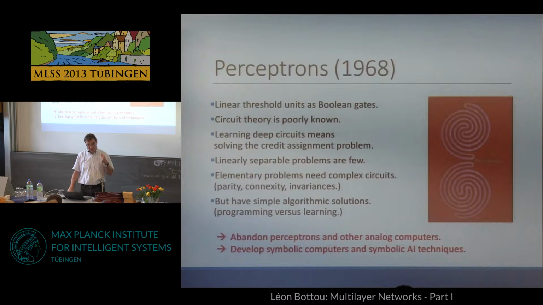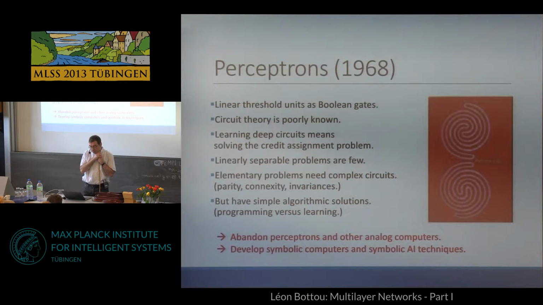The third point was that if you want to learn a deep circuit of Boolean gates, you have to solve the credit assignment problem. If there is a mistake somewhere, and your set of gates does not do what you want, you can say that the last gate is doing something wrong because one of its inputs is wrong, but which one? And then you don't know very well how to correct back.